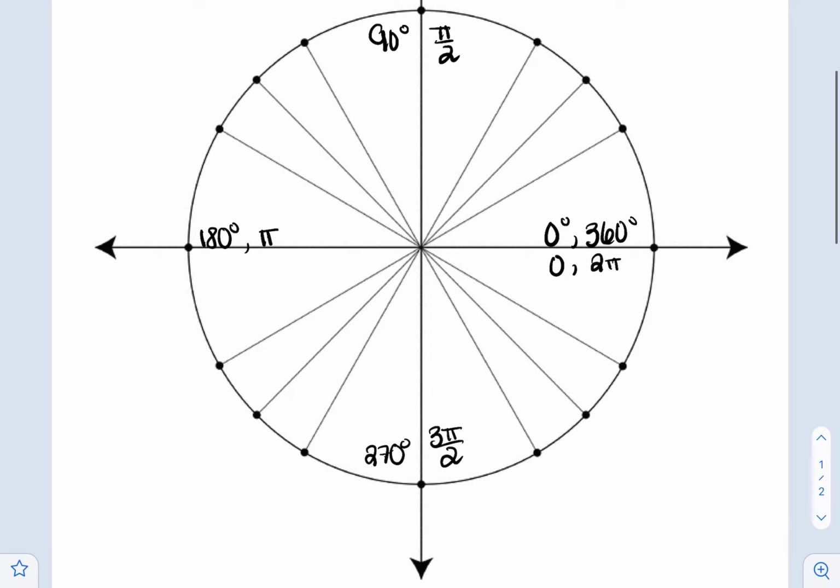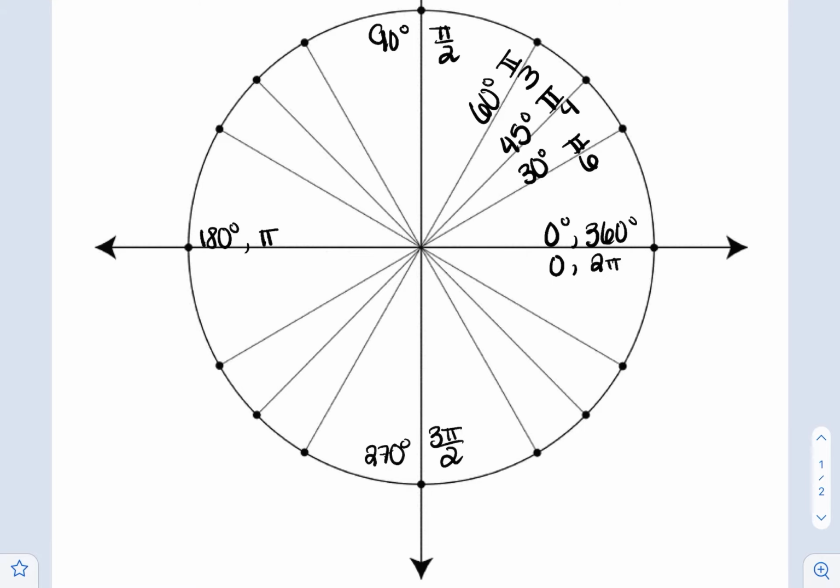And then we have our 3 other golden angles, 30, 45, 60. The first one is 30, a third of the way in. In radians, it's pi over 6. The next one is 45, pi over 4. And the next one is 60, pi over 3.